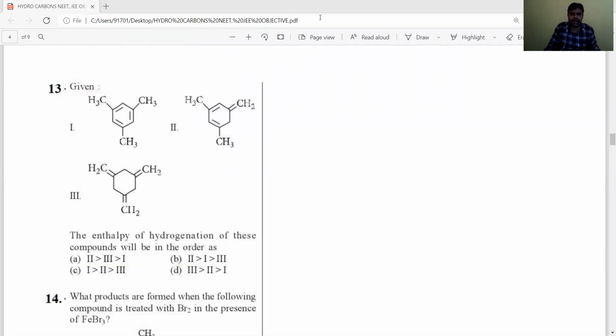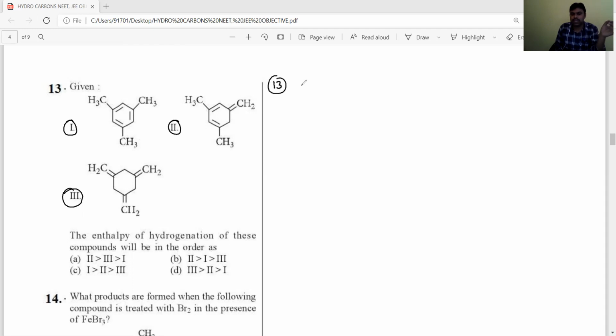See, reactivity of alkenes, the reactivity of double bonds we need to identify. See here, they gave three compounds, 1, 2, and 3. So we need to identify the reactivity order from the enthalpy of hydrogenation in the above compounds. Meaning, when hydrogen is added at the double bond place, the heat released is known as enthalpy of hydrogenation. For alkenes that are more reactive, the enthalpy of hydrogenation will increase.